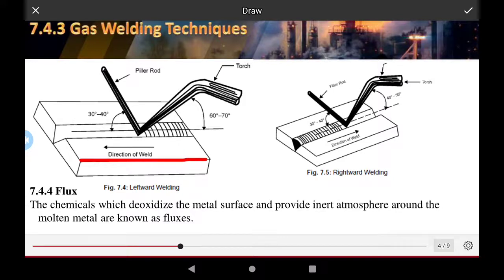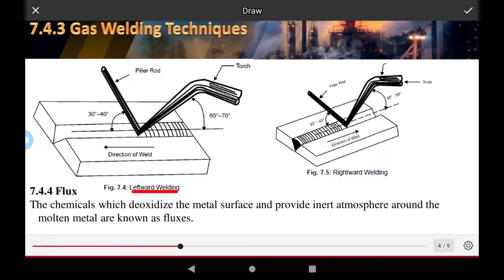This is the workpiece, this is the joint of the welding, and this is the tip of the torch. This is the angle between the surface of the workpiece and the torch, 60 to 70 degrees. The filler rod makes an angle of 30 to 40 degrees with the job. The direction of the welding is toward the right. This is the leftward welding.